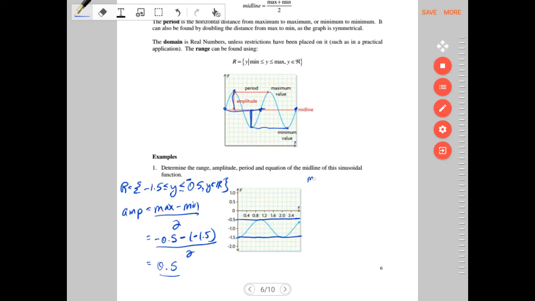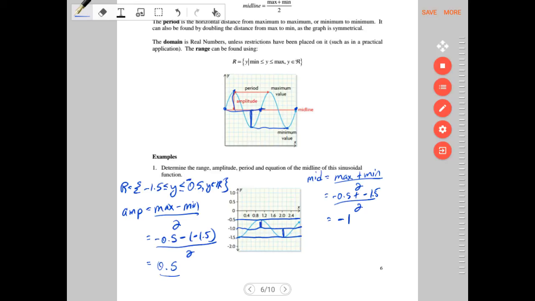Let's find the midline by doing the same calculation except adding the max and the min. So that's max plus min divided by 2. My max was negative 0.5 plus my min of negative 1.5, all over 2. Add those together, you get negative 2 divided by 2 is negative 1. So there is our midline. It looks about halfway in between. And again, this distance is 0.5, and so is that distance.